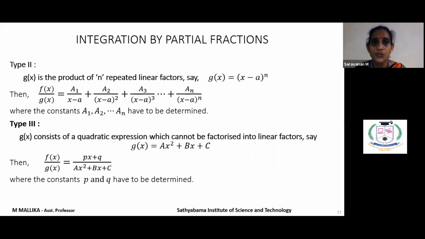Now we will see how to split into partial fractions based on these 3 types. Some problems.